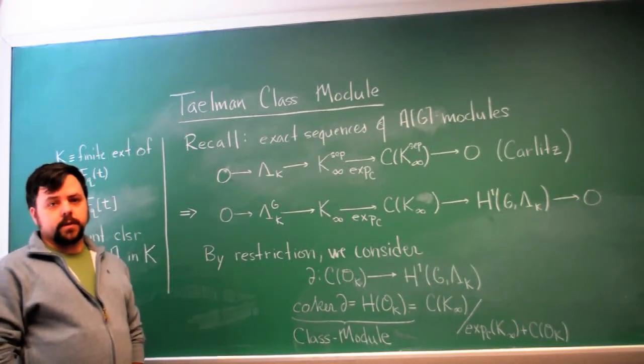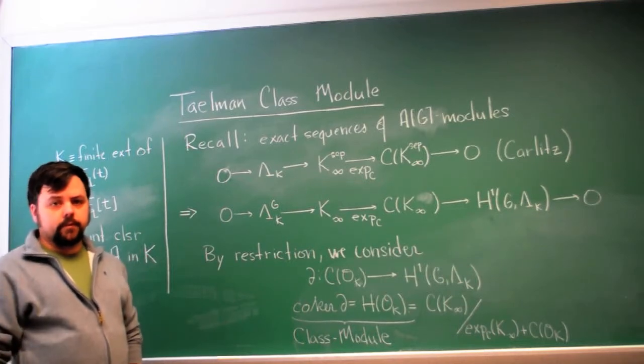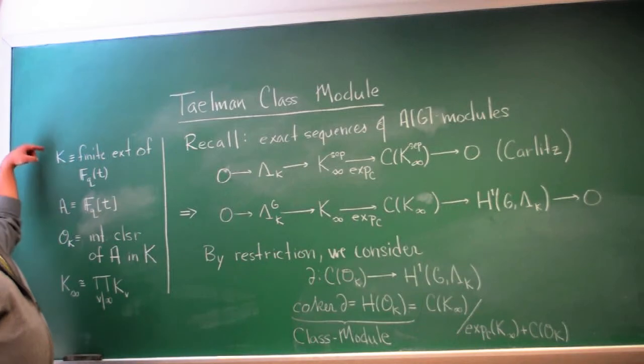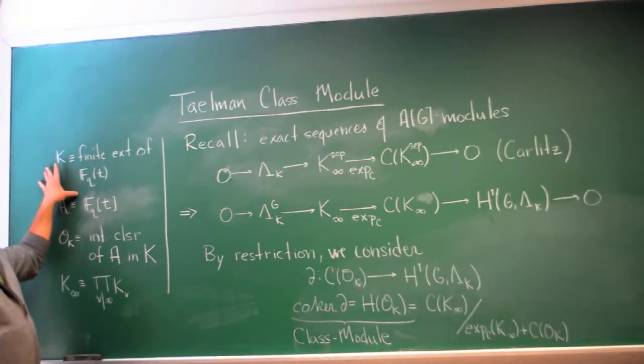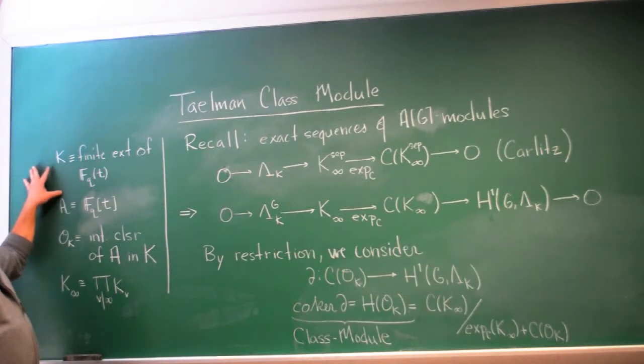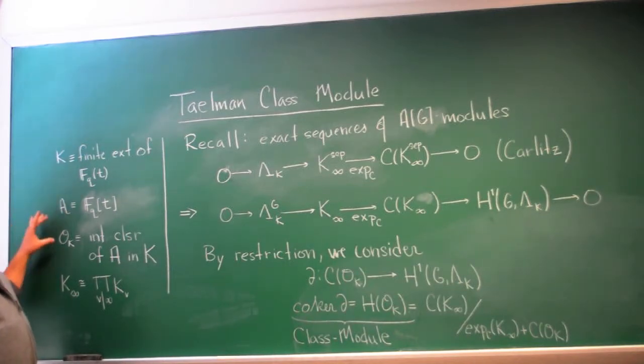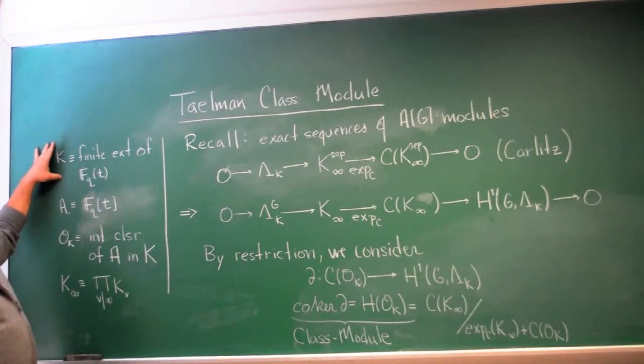So just to review a little bit of where we were when we left off. A little bit of notation. Remember, we're letting K be a finite extension of the rational function field F_q(T). A is the integers of F_q(T), it's just the polynomials with coefficients in F_q. O_K is the integral closure of A in K, so it's like the integers of K.